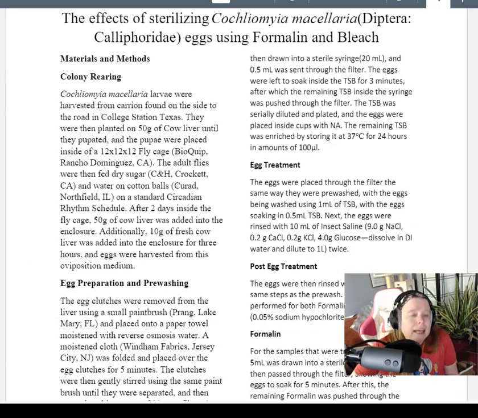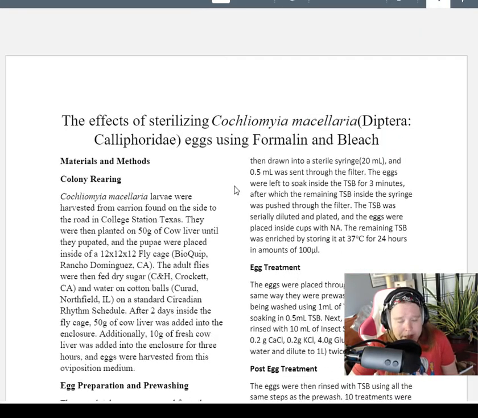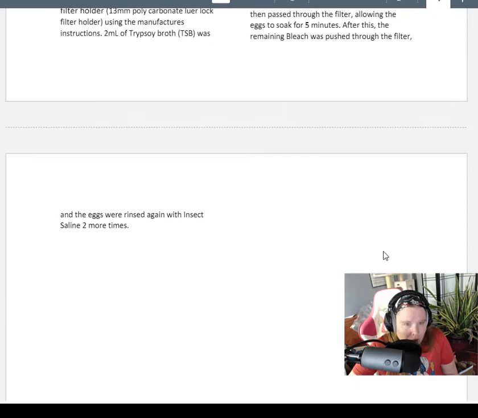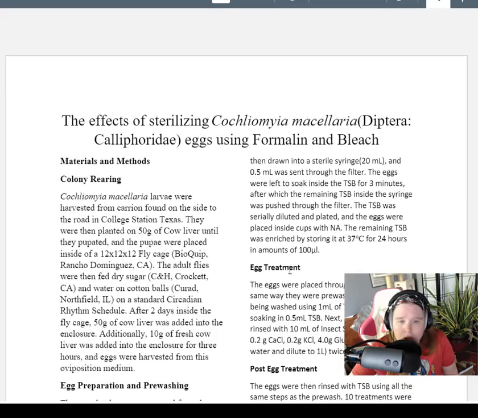All right. Now, again, I really like how you organized the materials and methods. It makes it very easy to follow, very simple to recreate. There's no confusion. So good job there. Keep that up. All right, now let's start on here.